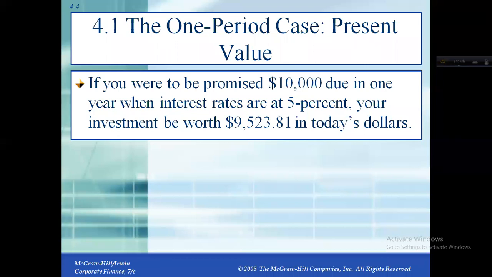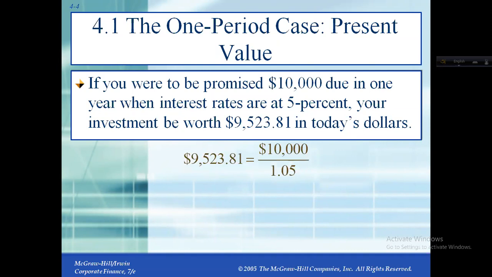So here is the example. If you were to be promised $10,000 due in 1 year when interest rate is at 5%, your investment would be worth $9,523.81 in today's dollar. So here is the calculating present value.